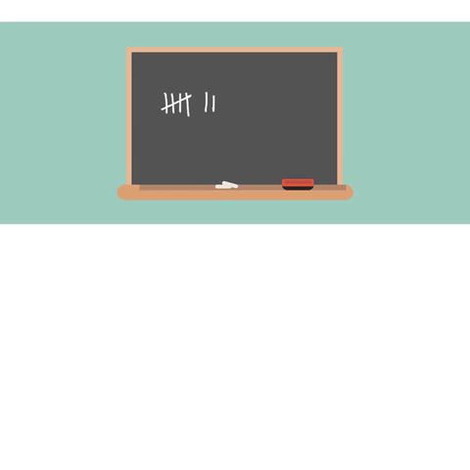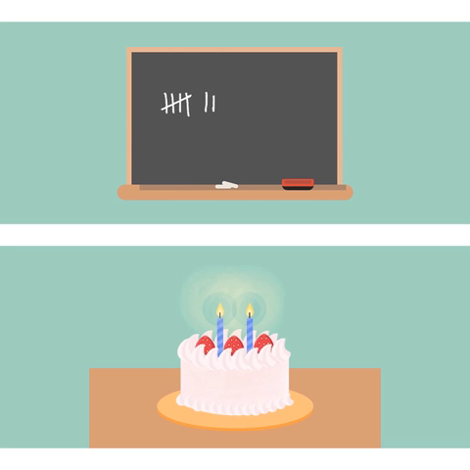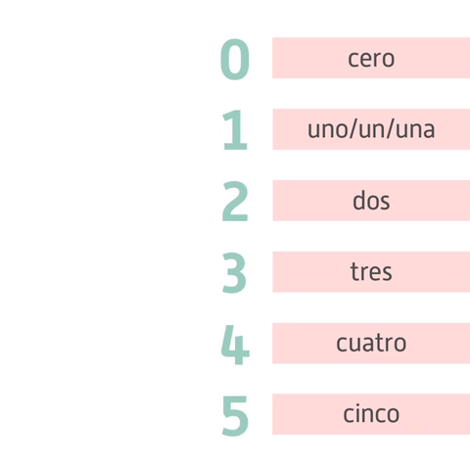In this pod, we're going to look at counting in Spanish. We'll also look at how to say how old you are. The numbers from 0 to 10 are relatively simple.